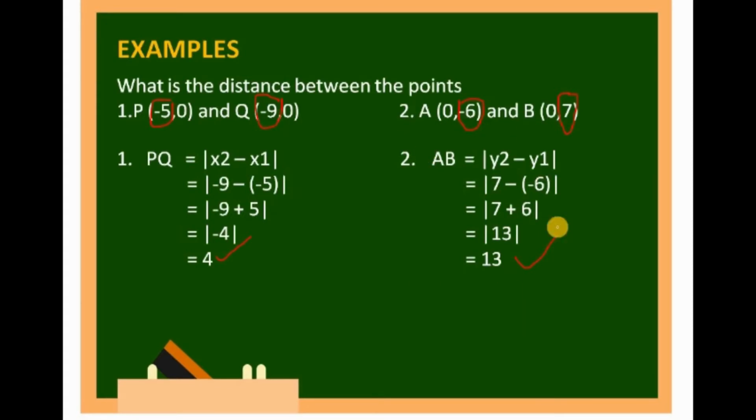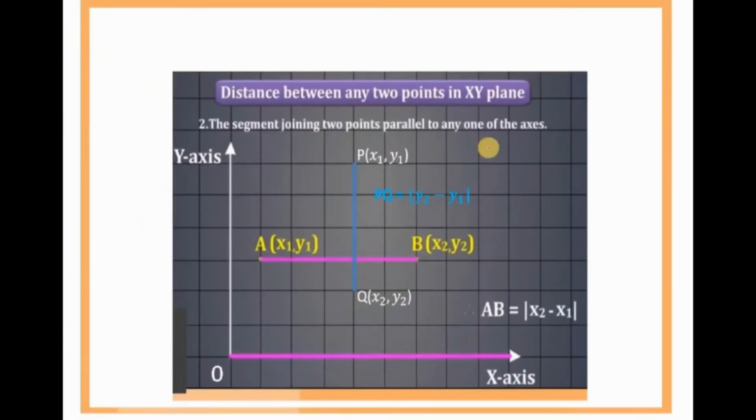We will go to the next topic, that is case 2. The segment joining two points parallel to any one of the axes. Here you can see AB and PQ. AB is a line segment, PQ is a line segment. AB is parallel to x-axis and PQ is parallel to y-axis. A is represented by x1, y1. B is represented by x2, y2.